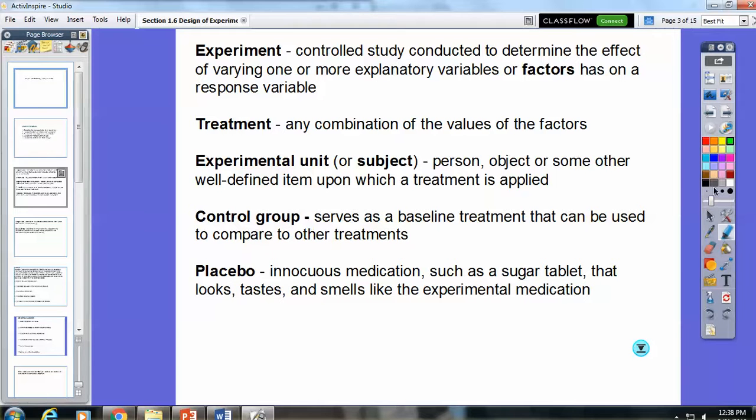We have not seen that term factor before, and it does pop up, and even some homework questions are going to ask you to identify the factors. Those are the explanatory variables. Those are the things you are controlling. The response variable is what happens as a result of that. So maybe I am going to do an experiment, and I am going to see how giving you daily quizzes impacts your chapter test score.